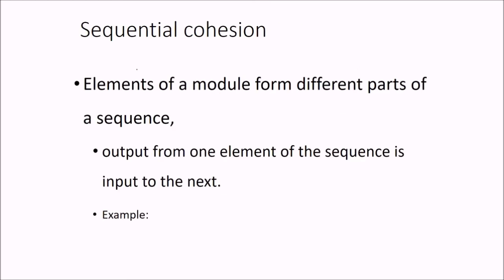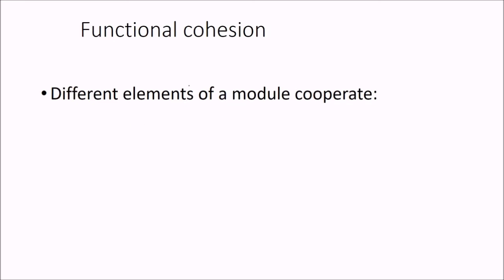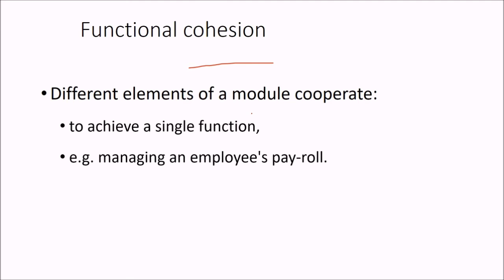That means elements of the module form different parts of a sequence, and the output from one element of the sequence is an input to the other. Like sort, search, display, all these are sequentially cohesive. And functional cohesion: different elements of a module are cooperating to achieve a single function, for example managing an employee's payroll.